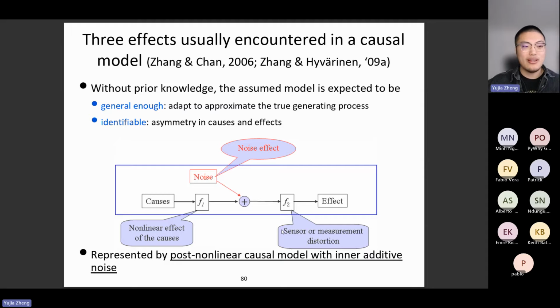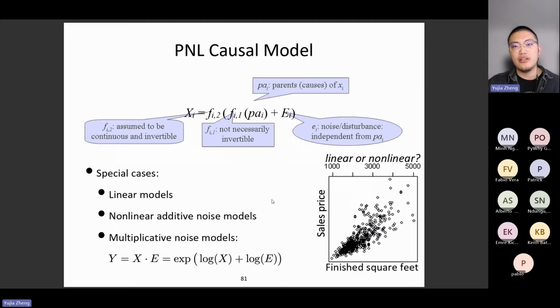So fortunately, it has been shown that it can all be represented by a post-nonlinear causal model with inner additive noise. That is called PNL, post-nonlinear causal model. Here we just have Fi1, which is the nonlinear function of the parents of Xi, basically the causes of Xi. And of course, we also have some exogenous noise here to include the consideration of some noise effect.